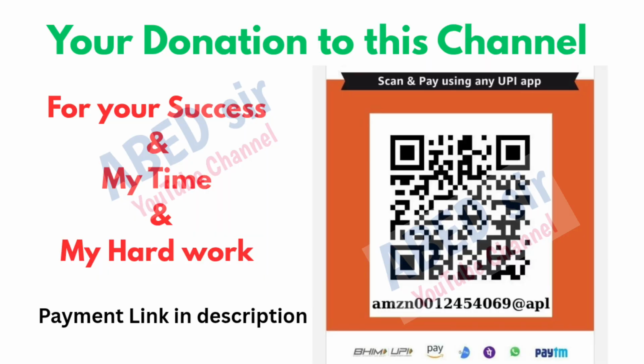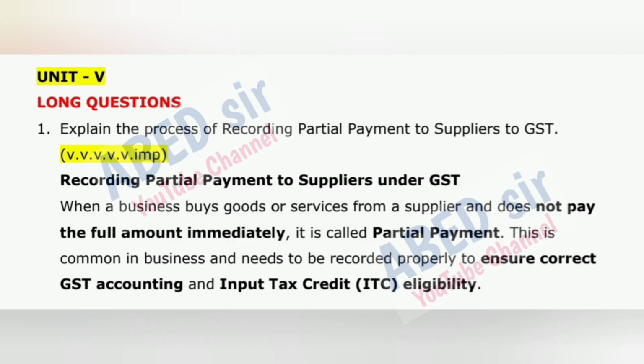Next, Unit 5 Important Long Questions. First important long question is 1. Explain the process of recording partial payment to suppliers under GST. Recording partial payment to suppliers under GST. When a business buys goods or services from a supplier and does not pay the full amount immediately, it is called partial payment. This is common in business and needs to be recorded properly to ensure correct GST accounting and input tax credit (ITC) eligibility.